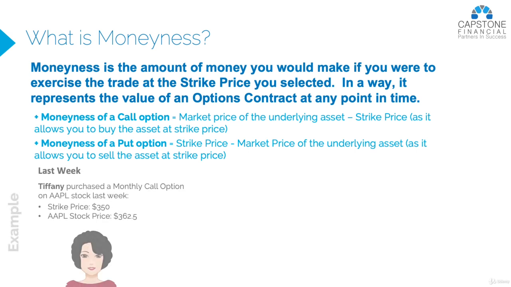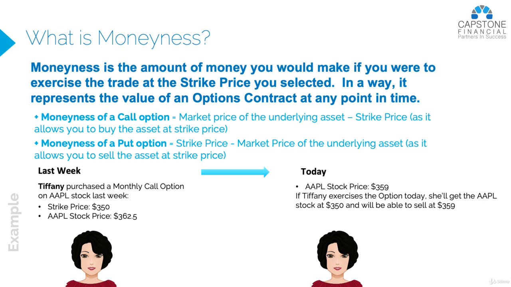So let's look at an example. Last week, Tiffany purchases a monthly call option on Apple at the strike price of $350. At the current time, Apple stock price is trading at $362.50. Let's move forward to today. Apple stock price is trading at $359.